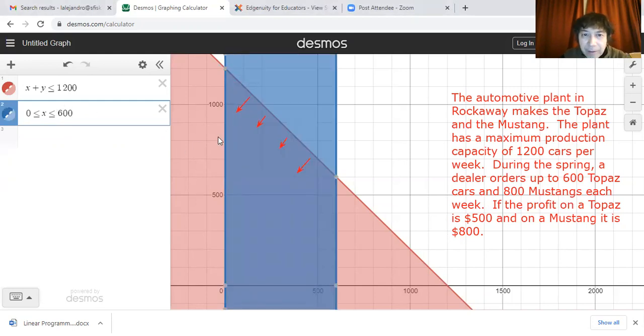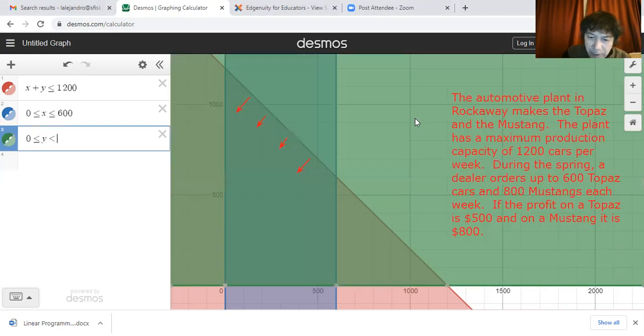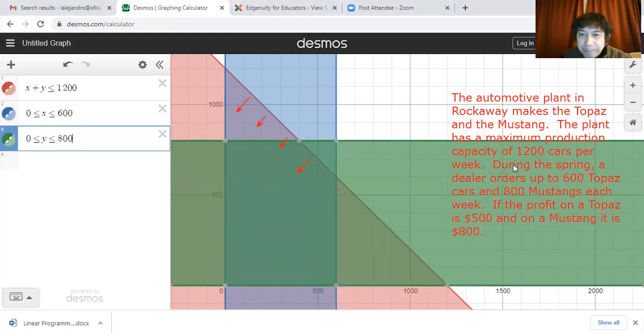So only within this vertical region. This will be for the Topaz cars, between 0 up to 600. It cannot be lower than 0, which means negative cars. This will be for the Topaz cars. Now, the next one is up to 800, so from none to 800. So again, we shall use 0 less than or equal to Y less than or equal to 800.